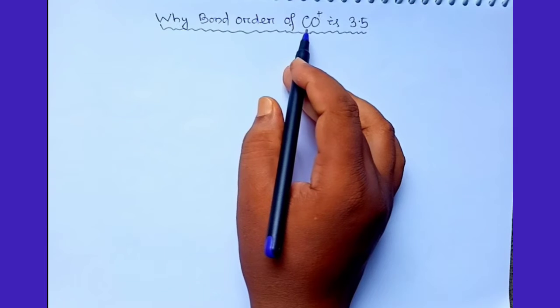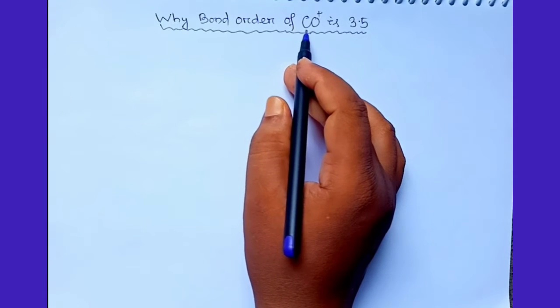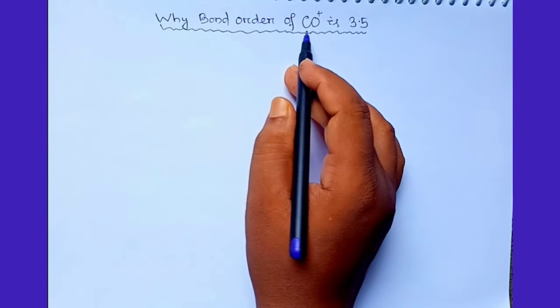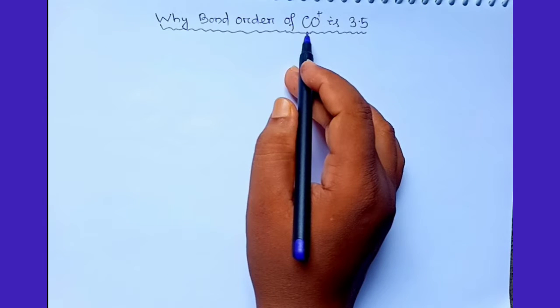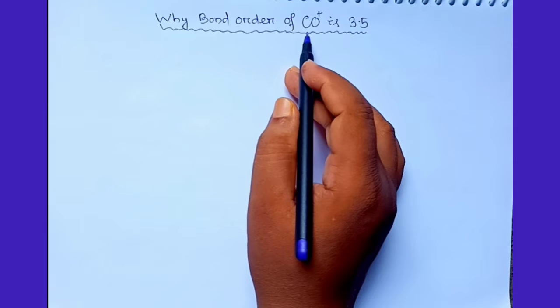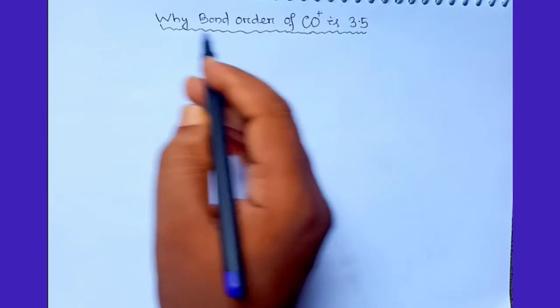We will do the electron count. Here 13 electrons are present. As 13 electrons are present, the bond order should be 2.5, but in reality the bond order is 3.5. Why is it so? We will describe it now.